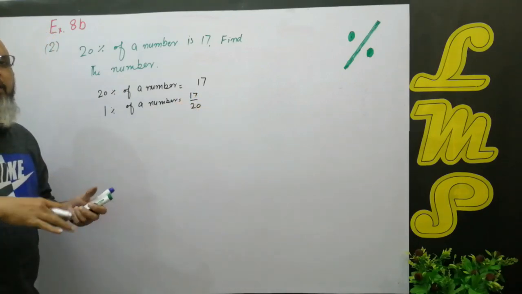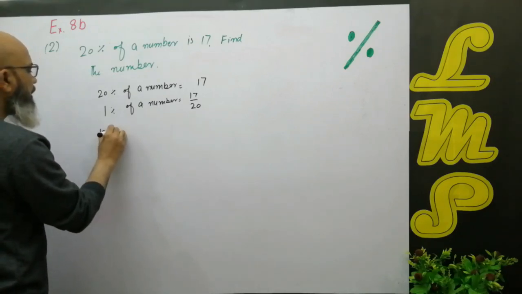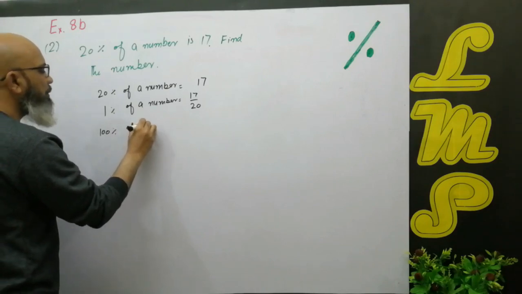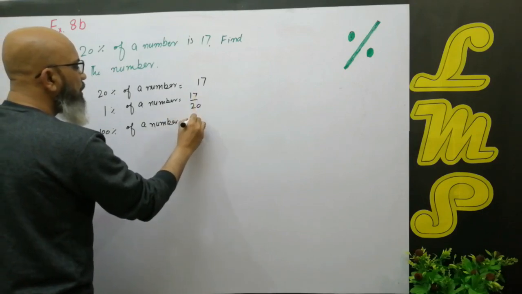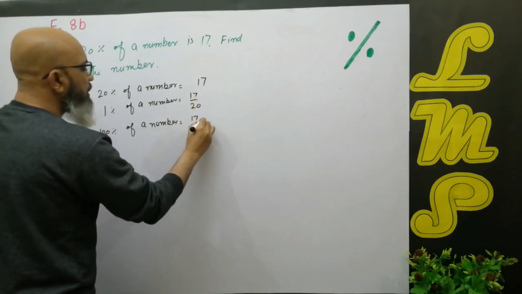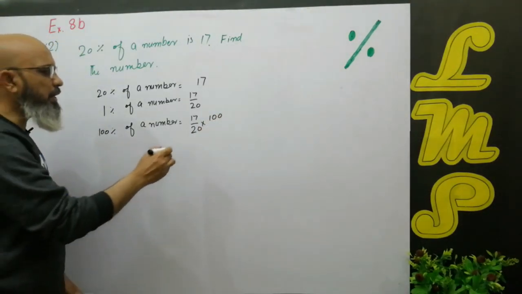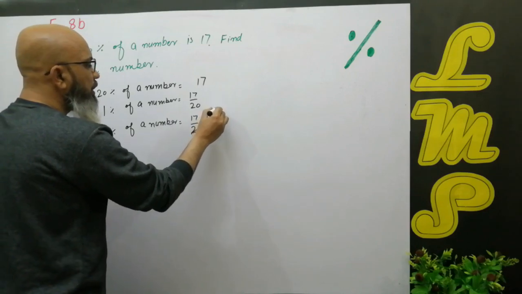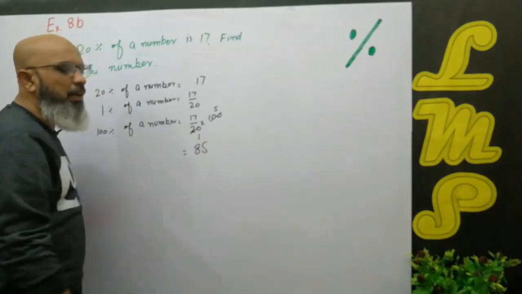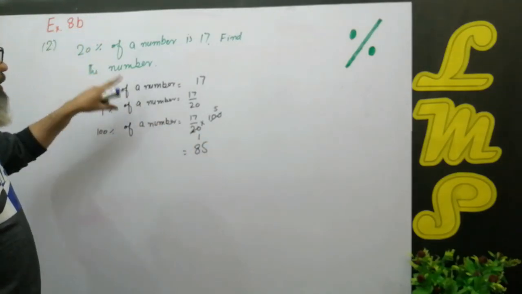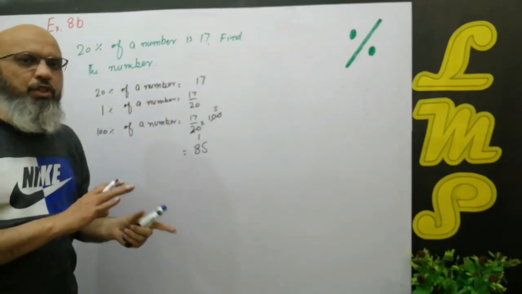So now we have to find the 100%. We have to find the original value. So you will write here 100% of the number. So what you will do? 17 divided by 20 multiplied by 100. So you will get your answer. It's very easy. 2 fives are 10, 20 fives are 100, 17 fives are 85. So your answer is 85. Means 20% of 85 is 17.